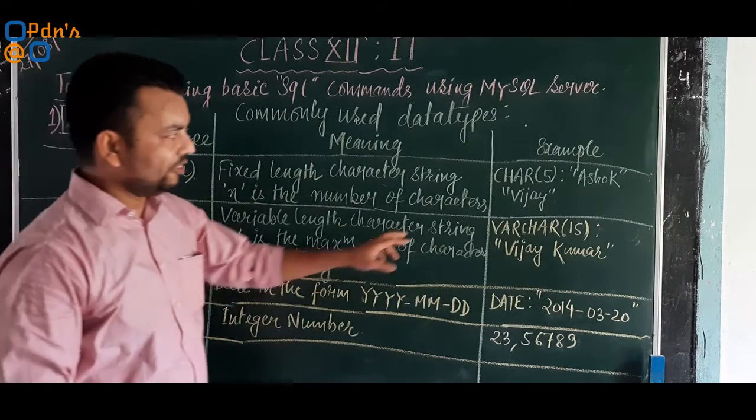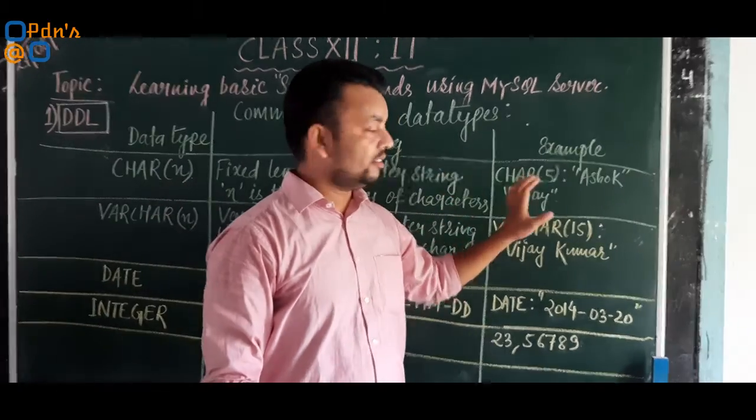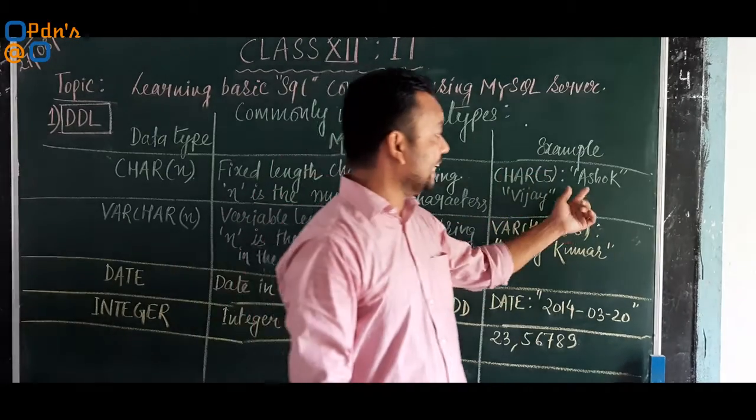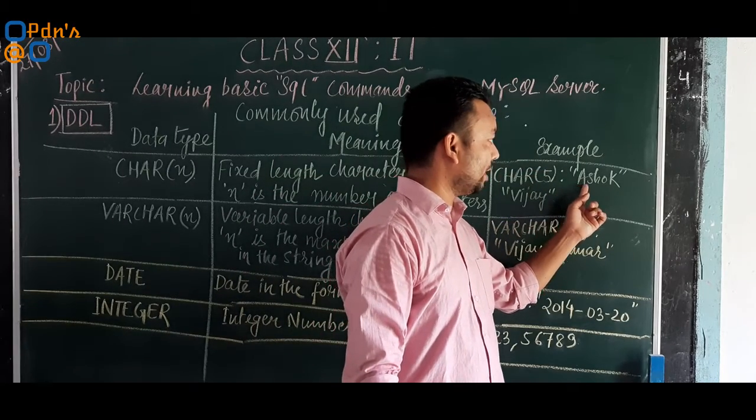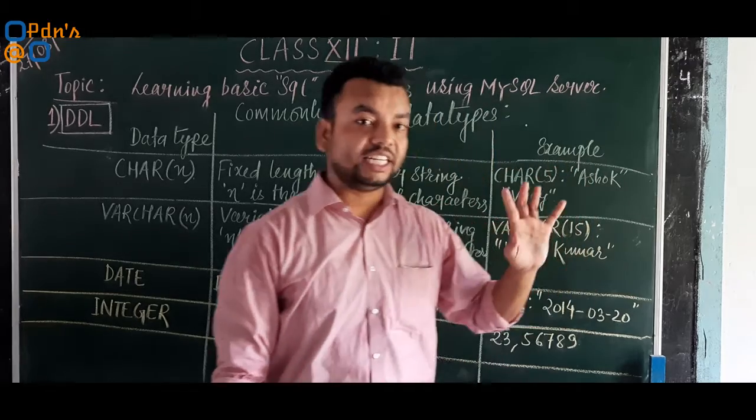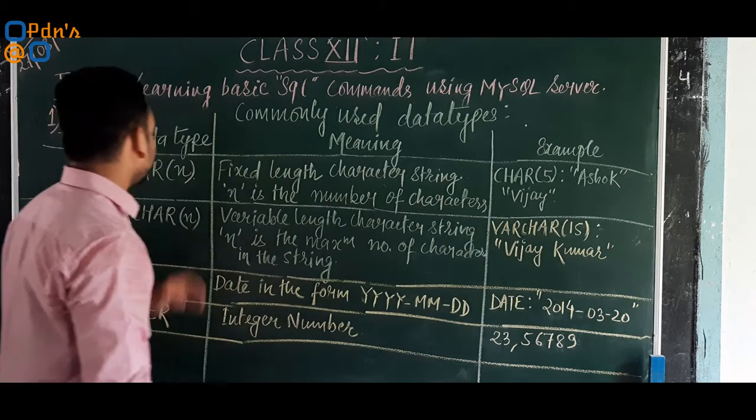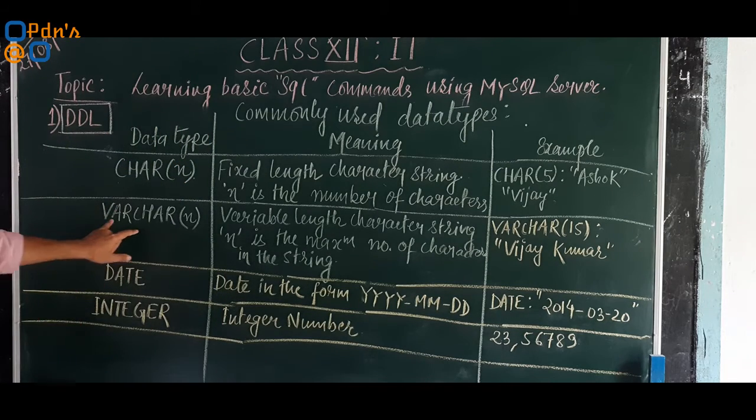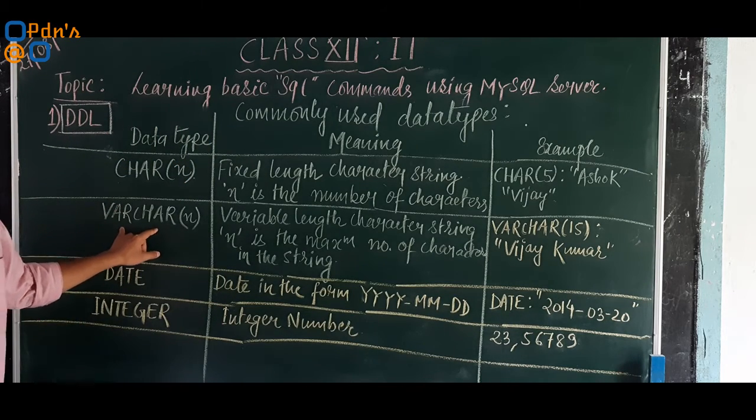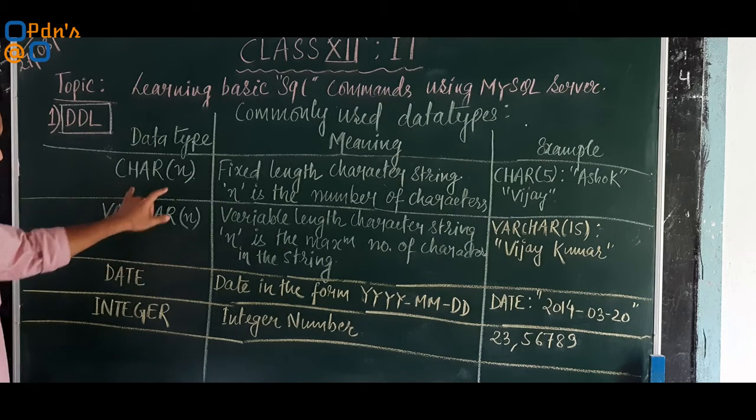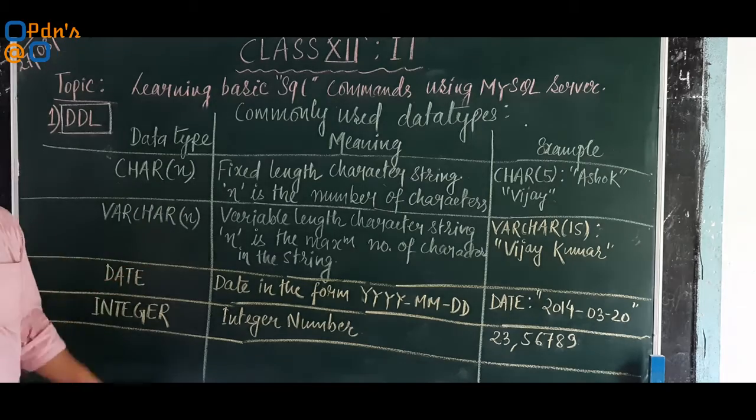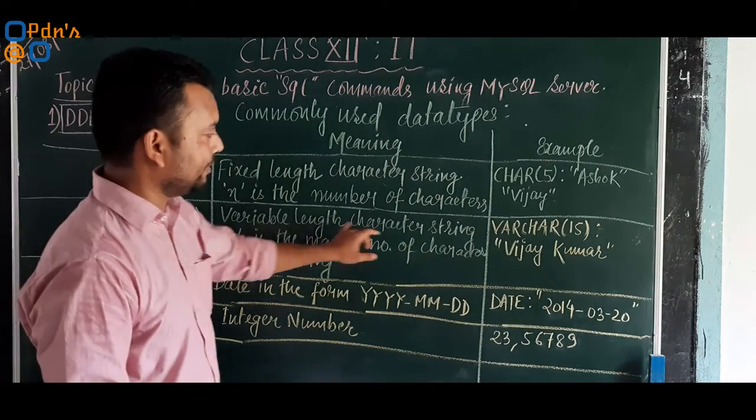For example, if we declare char as 5, then we will have to write 1, 2, 3, 4, 5, 5 characters only, not more than that, not less than that. So it is a fixed length character string. Then the second kind of data type is varchar. Varchar stands for variable character. The syntax is similar to char, inside parenthesis n is there. Now varchar stands for variable length character string.